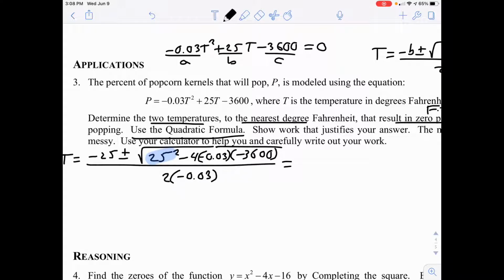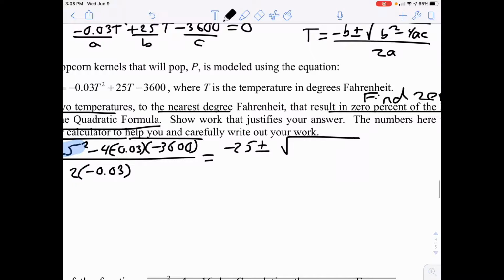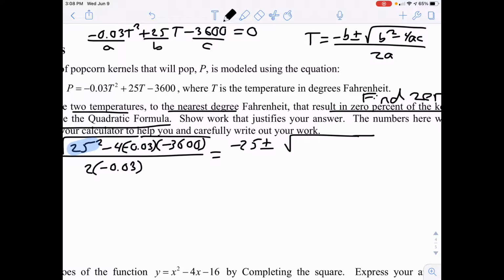So first we have negative 25 plus or minus, and as we begin to clean this up, we have 25 squared, which is 625. And we have a minus times a minus times a minus, which is going to be a negative. We're going to be subtracting. So subtracting what? Well, 4 times 0.03 times 3600 is 432. So all of that multiplies to 432. Divide that by 2 times negative 0.03, which is negative 0.06.